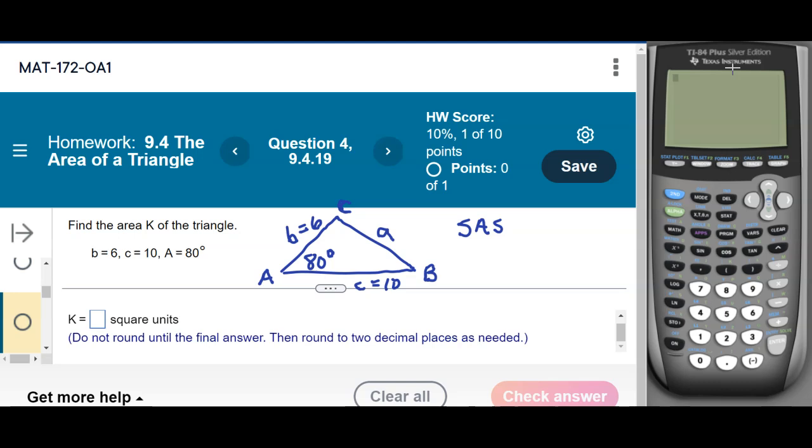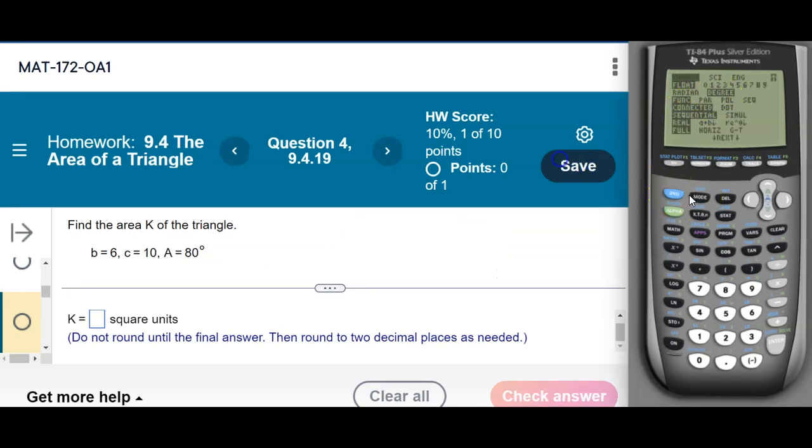That means we're going to use 1/2, the two sides that were given, b and c, and the sine of the angle between them. Since I am given this in degrees, do make sure that you are in degree mode. So mode, there I'm in degree mode, so I can type exactly what I had there, using 80 inside the sine function. All right, so I got it in there.